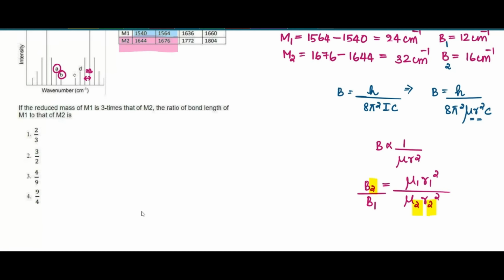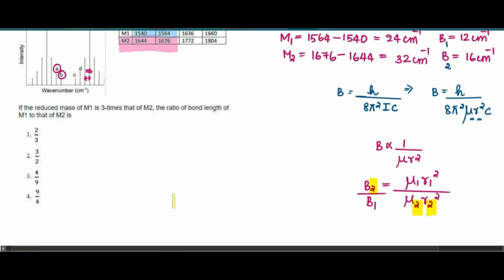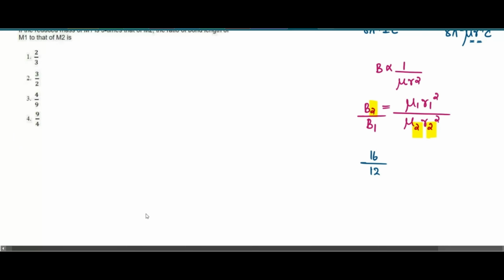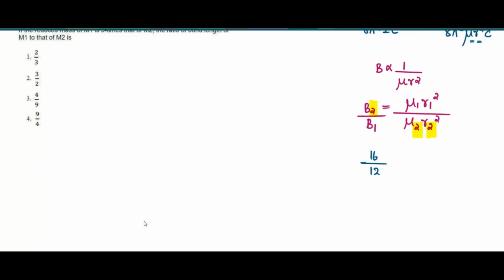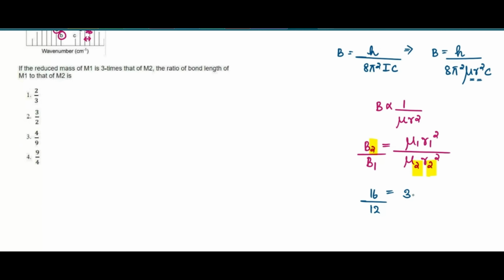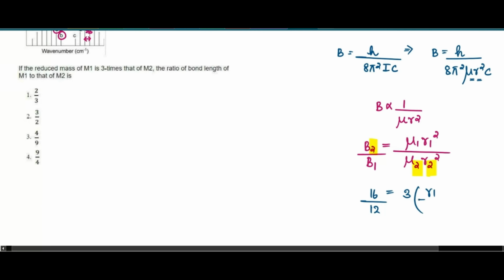Now, B2 by B1 is already known. What is B2? 16. What is B1? 12. So let's put the values. B2 is 16 divided by 12. The question has already said that the reduced mass of M1 is 3 times that of M2. M1 is equal to 3 times that of M2. So this over here is going to be 3, into R1 by R2 the whole square.